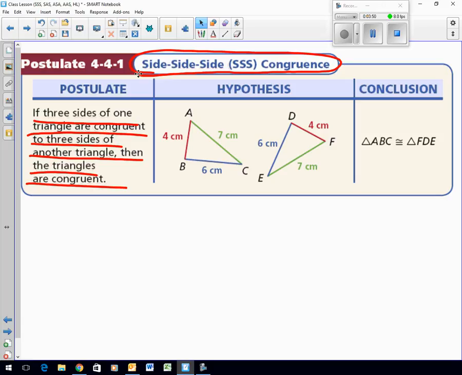In this example, triangle ABC is congruent to triangle FDE. Notice that AB is 4 centimeters, and so is its matching side, 4 centimeters. BC is 6 centimeters, and the matching side is 6 centimeters. AC is 7 centimeters, and FE is 7 centimeters. Side, side, side. How many sides do I need? All 3, right? Otherwise it won't work. You've got to have all 3 sides congruent in both triangles.